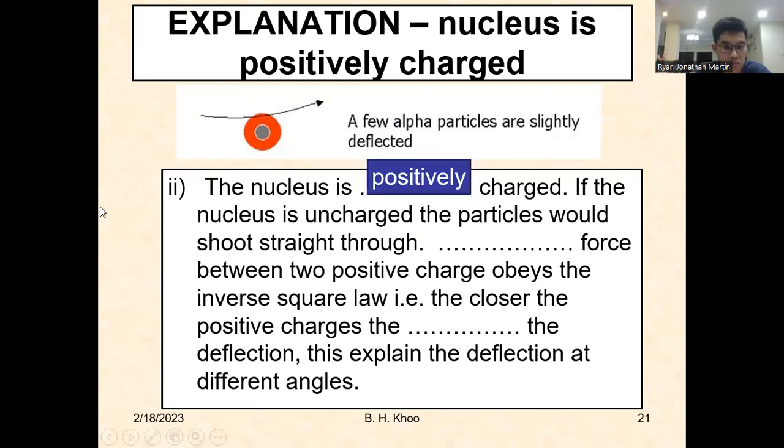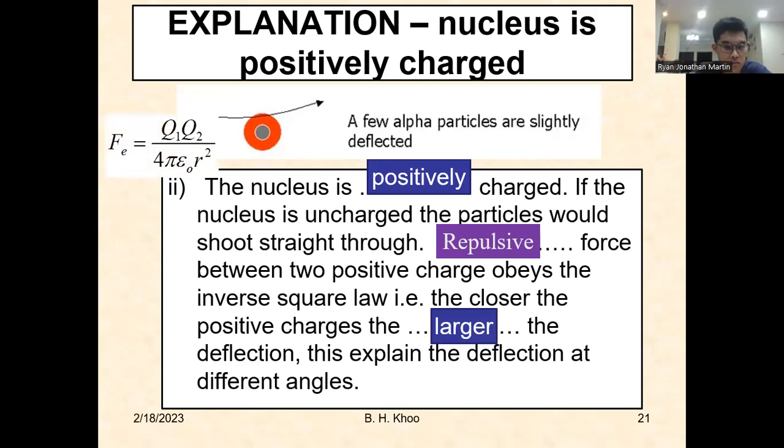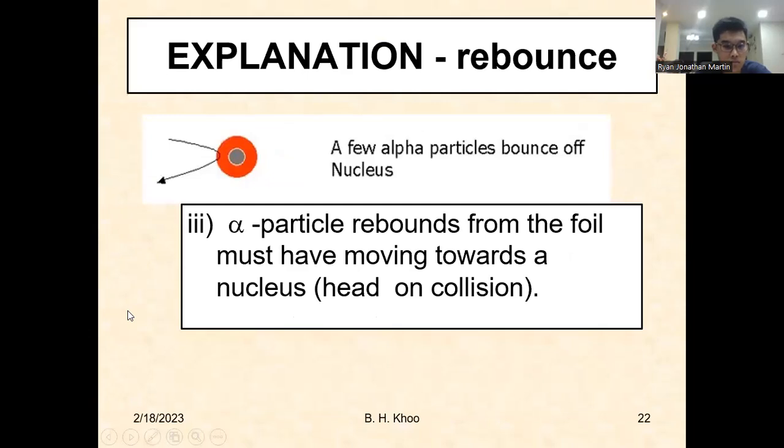The nucleus is positively charged. If it isn't charged, the particle will go straight through. But because it's positively charged, there's a repulsive force there. Remember, alpha is positively charged, nucleus is positively charged, repulsive force between two positive charges. Obey the inverse square law. This is your A2 work. The closer the positive charge, the larger the deflection. This explains the deflection at different angles. Right? We don't need to know about AS.